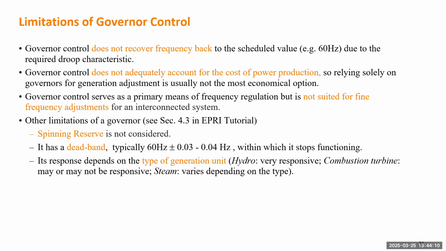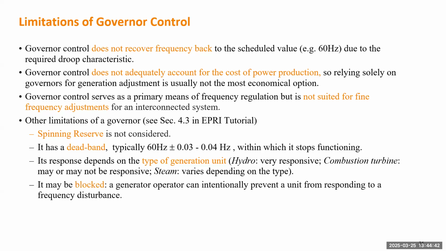And the responses from different types of units can be different. Hydro units can be very responsive because hydro units are based on the principle of changing the mechanical energy carried by water into electric energy, right? That can be easily done through the turbine. But combustion turbines and steam turbines can be slower. They may or may not be responsive. We haven't considered the type of units in our existing formulation.